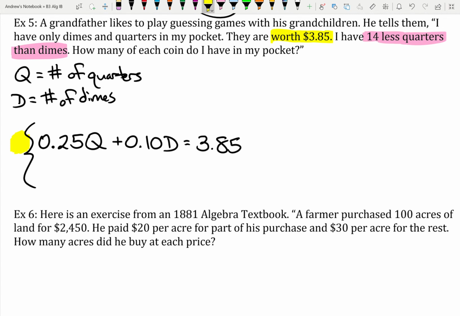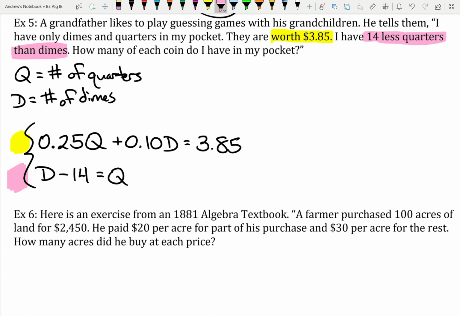Seems like we can get a whole lot out of there. And I know it looks really awful, but we're going to work through it together. We just got to get that other equation set up. He also says I have 14 less quarters than I do dimes. So the number of quarters is less than the number of dimes. If I take the number of dimes we had, and I take 14 of them away, that's how many quarters we have. So D minus 14 equals Q. And that's what we get from that little pink piece of information.